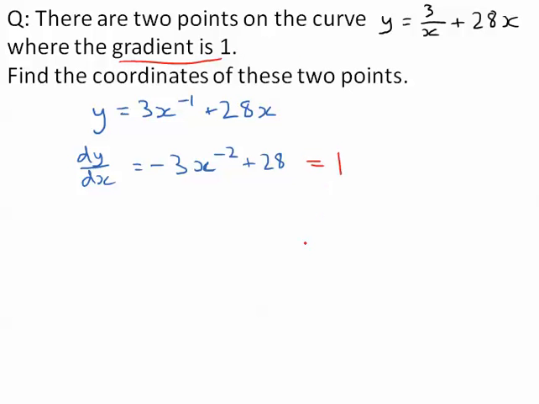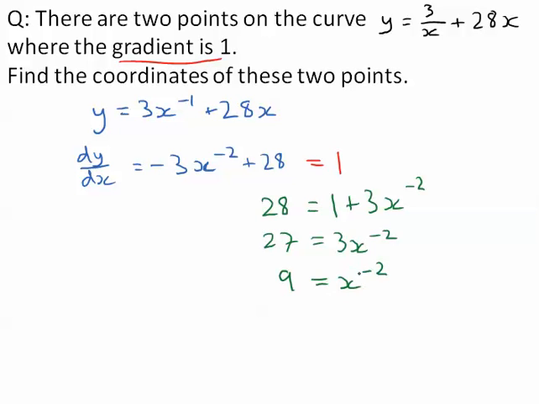So this is going to be equal to 1. So we're going to have to do some rearranging here. First of all, we can add this whole minus 3x to the power negative 2 to both sides. So that means that we've got 28 equals 1 plus 3x to the power negative 2. And now we can take away 1 from both sides to get 27 equals 3x to the negative 2. And we can also divide by 3. So we're going to have 9 is equal to x to the power negative 2.